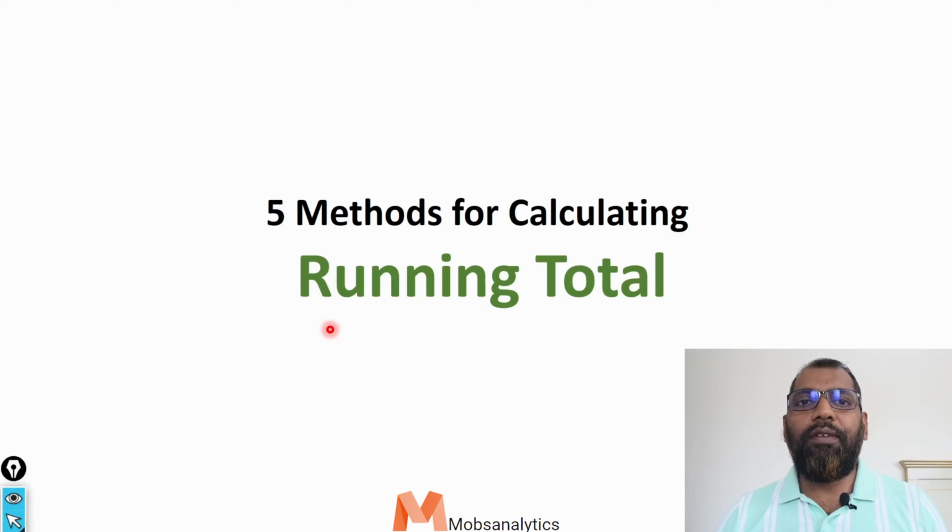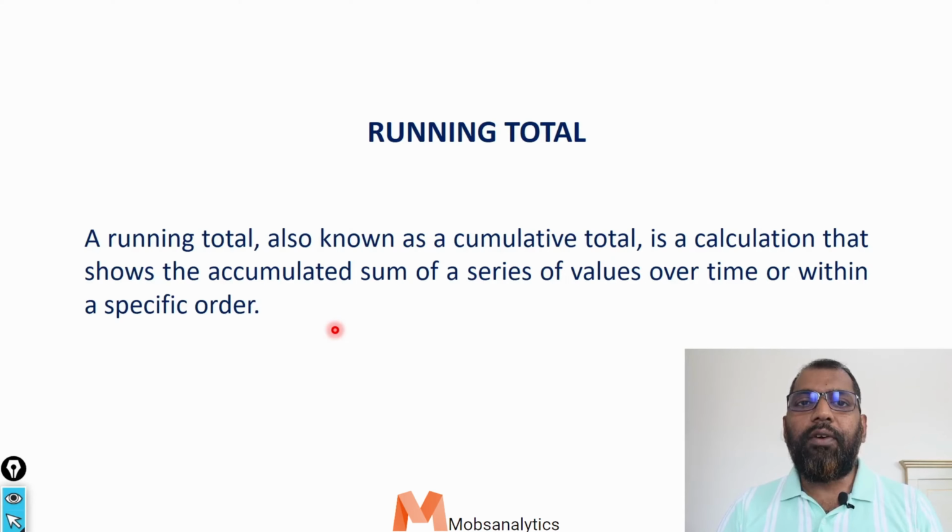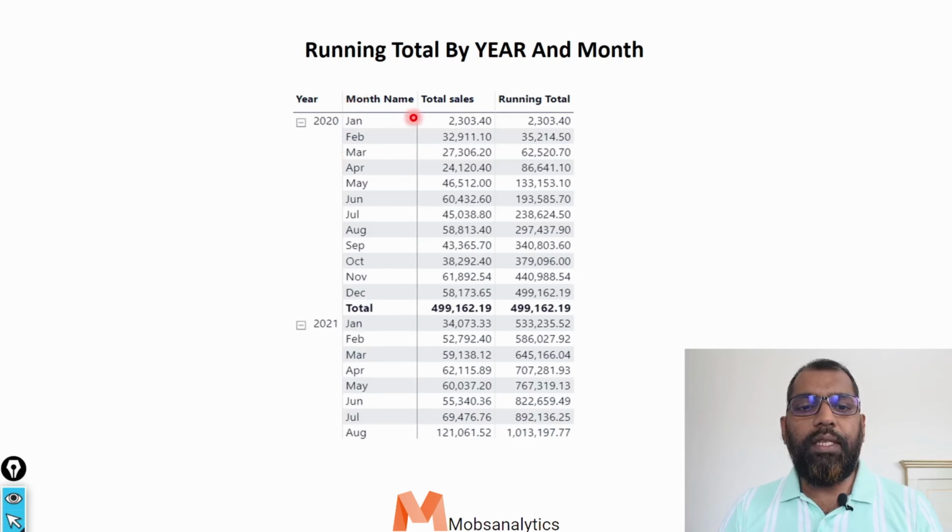Today we will be exploring 5 methods of calculating running total. A running total, also known as a cumulative total, is a calculation that shows the accumulated sum of a series of values over time. We have sales data for a year and month, representing total sales for each month. Additionally, we have a running total column. For the month of January, the running total column matches the total sales column. For the month of February, the running total is the accumulated sum of both months, that's January and February.